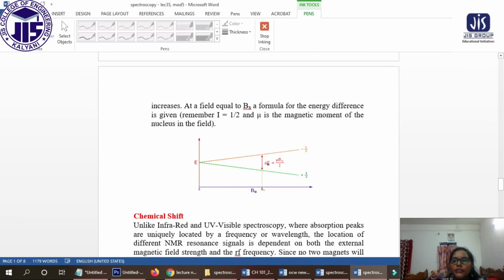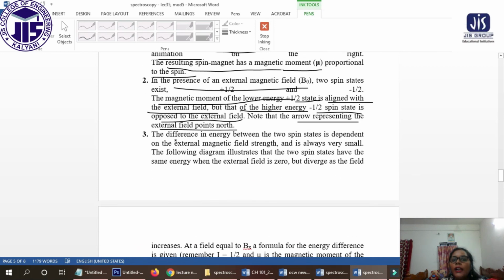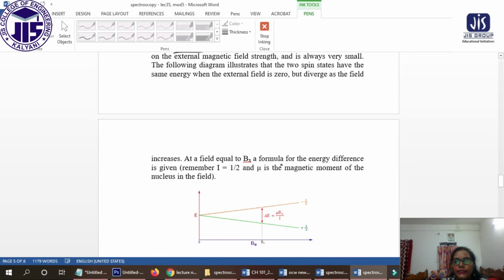Yeah, generally this is the case. Okay, now the difference in energy between the two spin states is dependent on the external magnetic field strength and is always very small. Okay, the following diagram, this is the diagram.